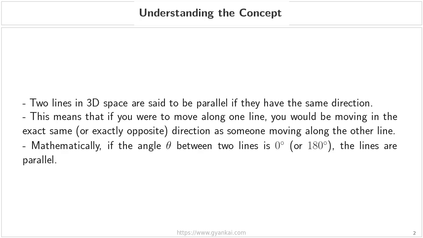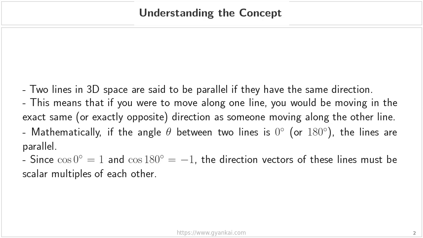We can also define this using trigonometry. Mathematically speaking, if the angle theta between these two lines is equal to 0 degrees or 180 degrees, the lines are parallel. Now, why does this matter for our calculations? Well, think back to your trigonometry basics. Since the cosine of 0 degrees equals 1 and the cosine of 180 degrees equals -1, it tells us something crucial about the direction vectors of these lines.